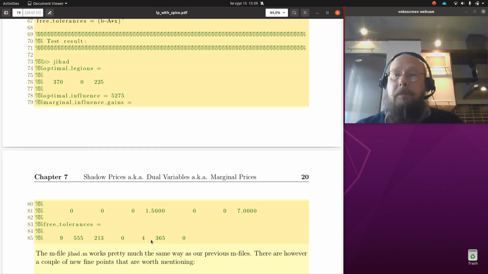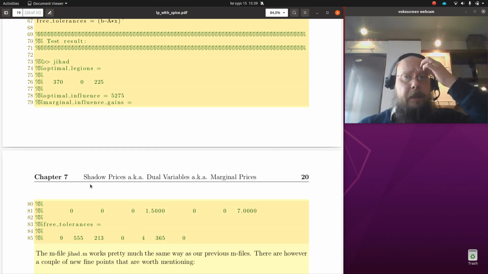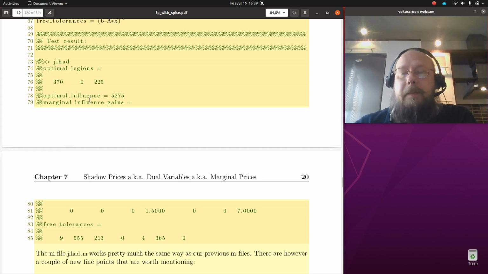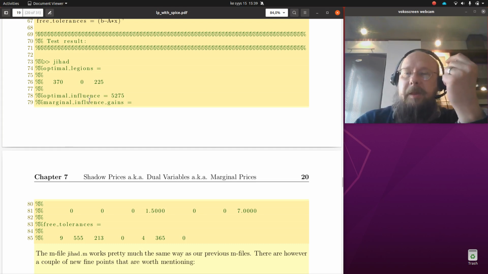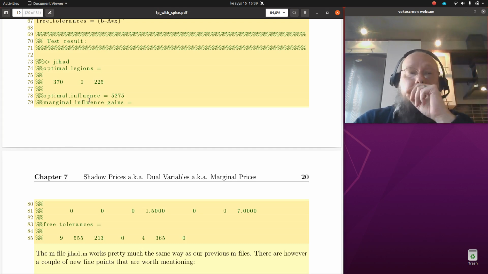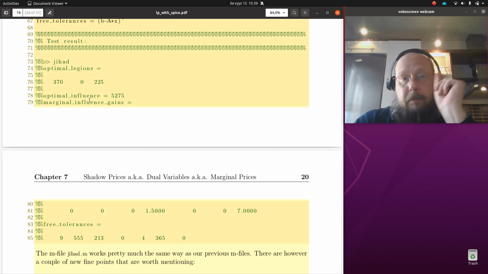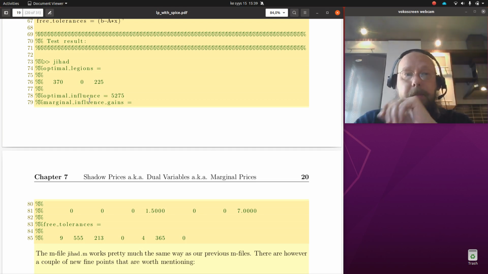Now, that was actually not what we are interested in, but it's informative to look at that, because let's now look at what we are interested in: the marginal influence gains. This tells how the optimum changes if we get 1 unit more here. So for these first three planets, it's 0 marginal gain.